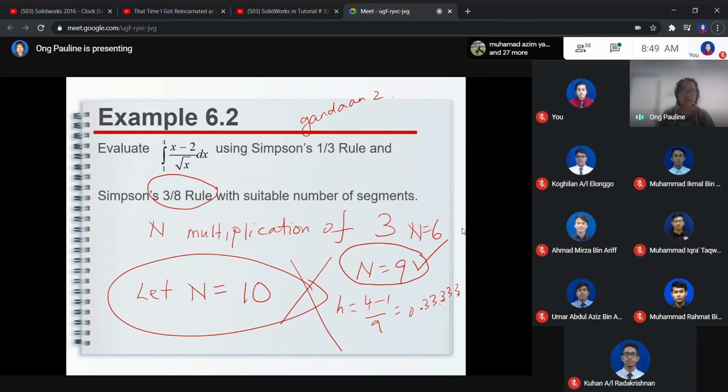Alright. Okay, so for this case, let us use n equals to 6. Okay, gandaan 3. Okay, and apabila you cari H, when you let n equals to 6, you will get 0.5, which is a very beautiful solution for the H. Alright. Okay, so n equals to 6, betul? Okay, so kalau you nak biar n sama dengan 12 pun boleh. Okay, gandaan 3. Okay, when you let n equals to 12, your H will be 0.25.